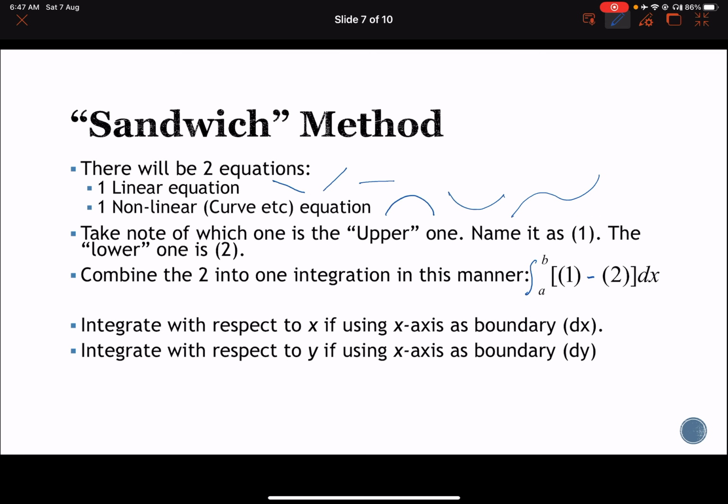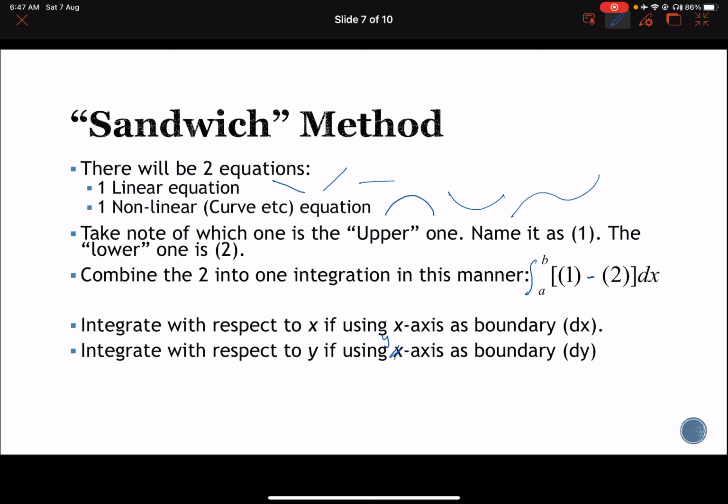If you are using the x-axis as a boundary, you integrate with respect to dx. If you integrate with respect to the y-axis, sorry, this one here is y, then you're going to use dy.